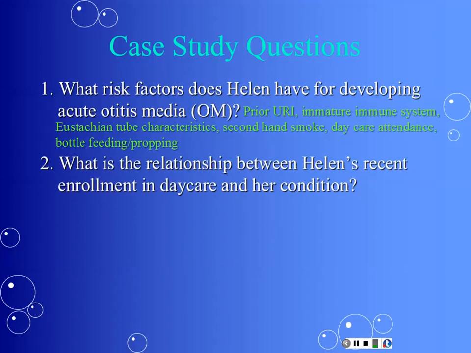Okay, what's the recent relationship between her enrollment in daycare and her condition? Kids are gross. That's a great explanation for that. Increased exposure to other children. You've got the close contact. You've got the cross-contamination. No matter how many times they wash their hands. Y'all have been at Head Start this past week, right? How many snotty noses did you see? A lot, and it's only September. Okay. Plus, they have that immature immune system, so they're at higher risk.